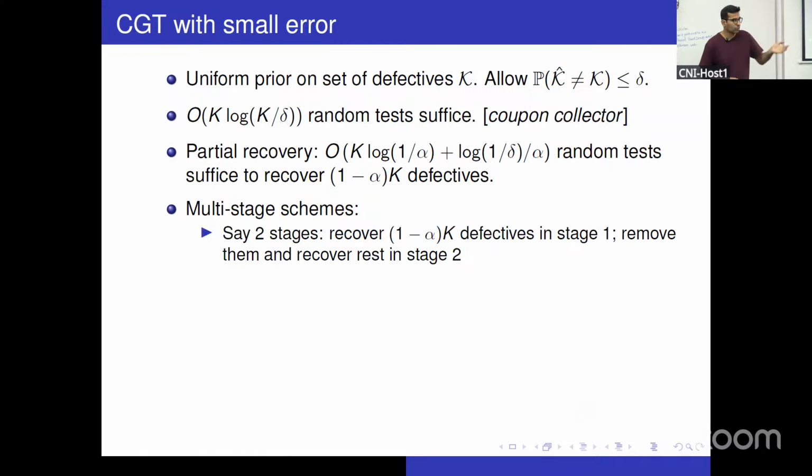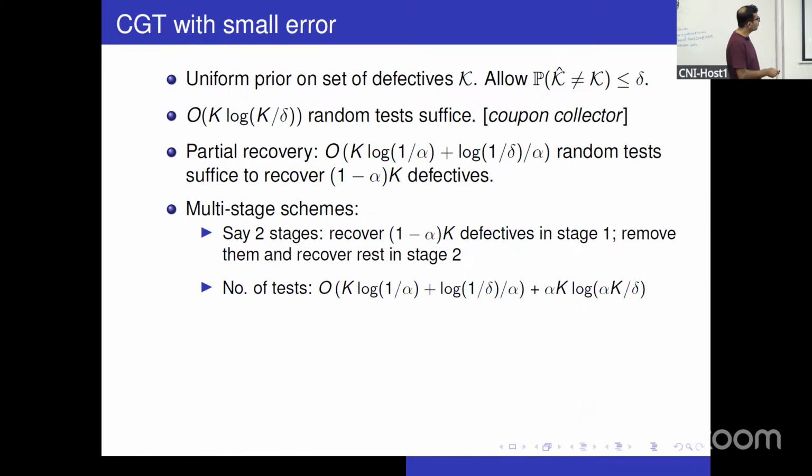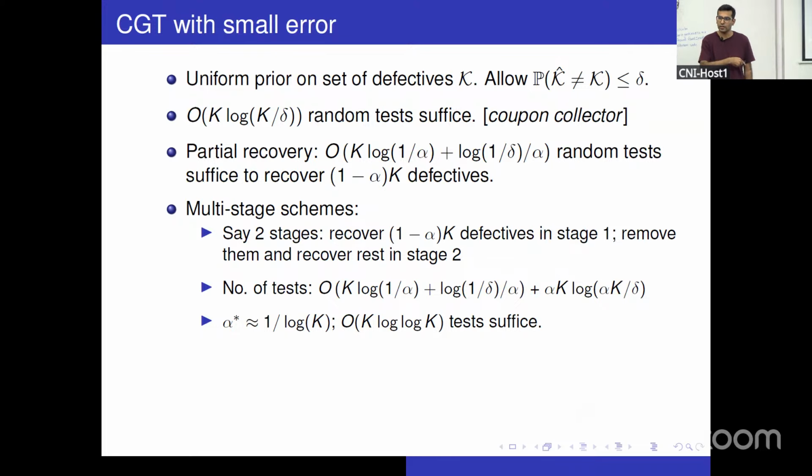Using this, the number of tests looks something like this, where you are recovering a 1 minus alpha fraction in the first stage and then the remaining in the next stage. You can now optimize your alpha. It turns out the optimal alpha looks something like 1/log k, and with 2 stages you are able to reduce the number of tests from k log k to k log log k. In fact, the idea does generalize to more stages as well, so you can reduce further.